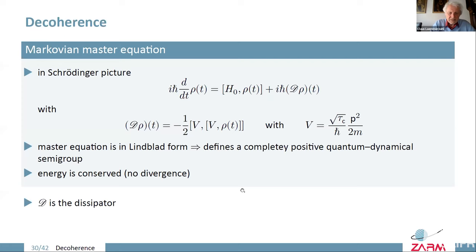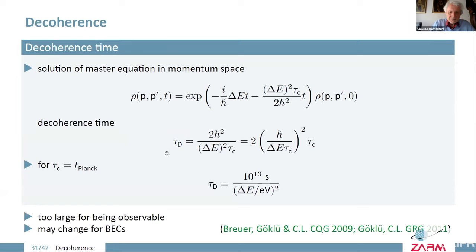And if we solve that, then we can calculate the decoherence time, which unfortunately, for the characteristic time scale of the fluctuations of the Planck time, is very large, so that this is not yet accessible by quantum systems. It might be that this will change if you recalculate this for Bose-Einstein condensates.